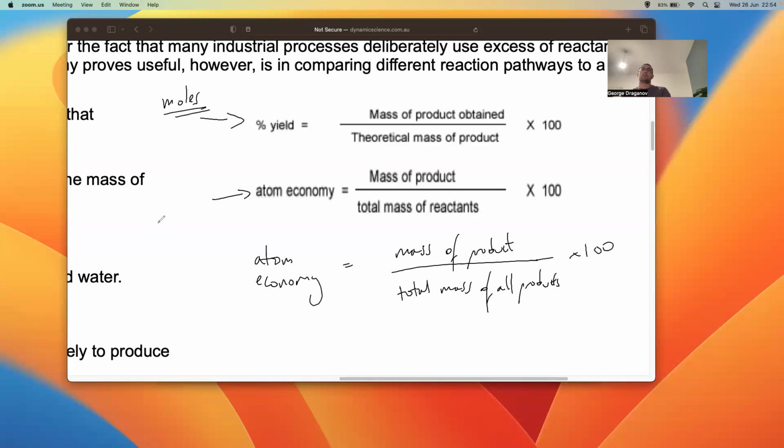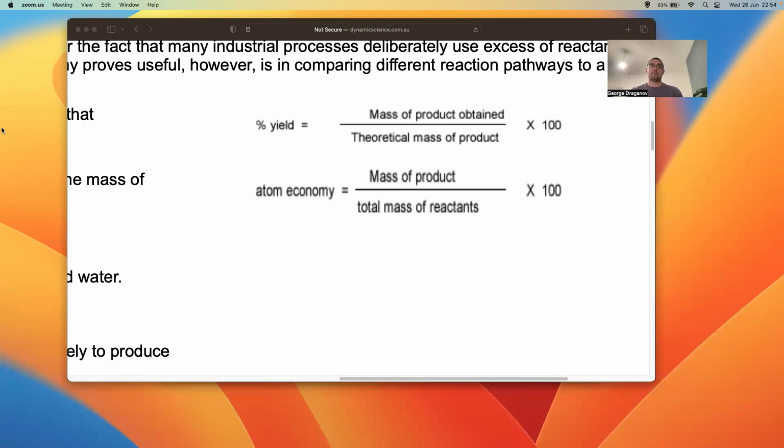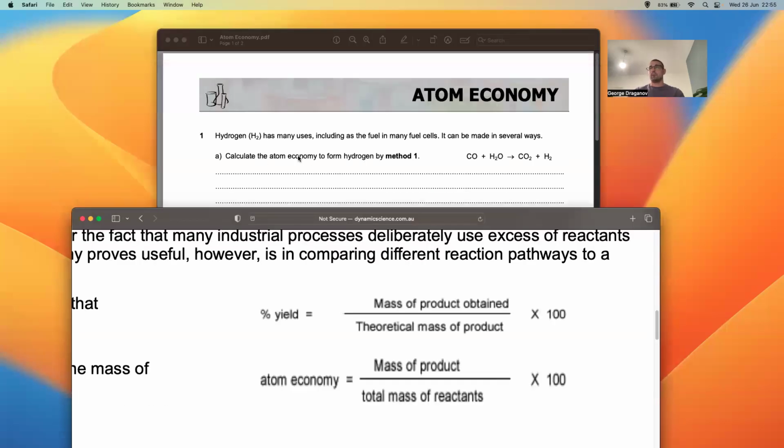Atom economy simply looks at the waste of the reaction. It's a measure of waste. So the bigger the atom economy, the lower the waste. The lower the atom economy, the more the waste of the atoms. So it basically only looks at the Mr of the molecules or compounds or the Ar of the elements. It only looks at the atoms, a measure of waste. So let's see what that actually means in practice first. Let me show you an example of how to calculate it.